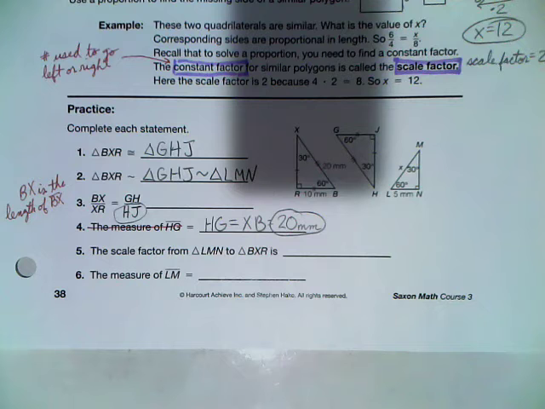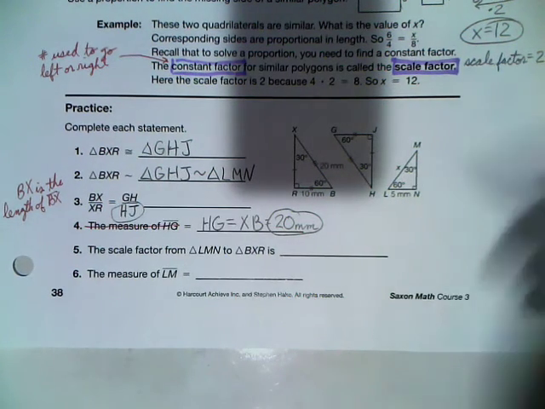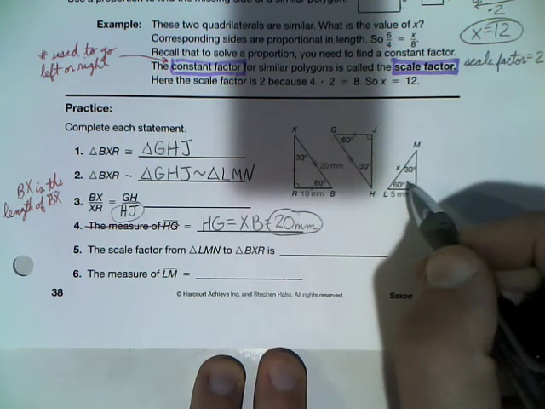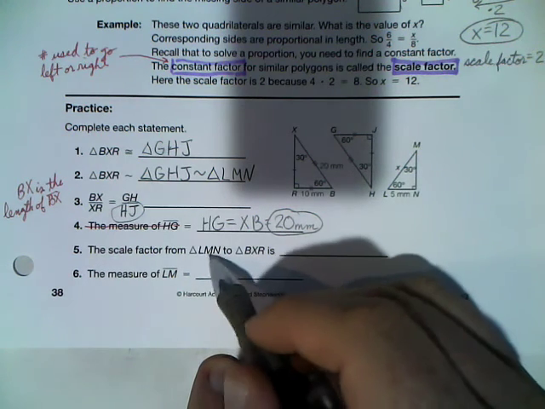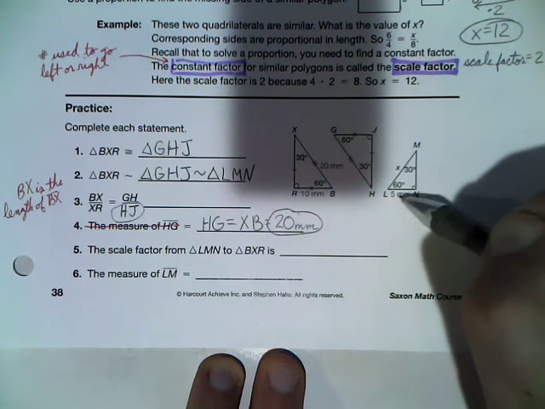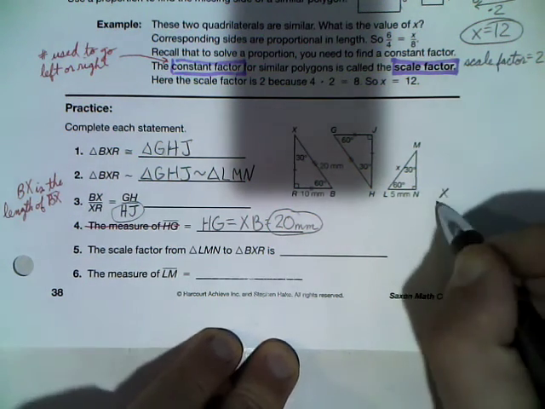For number 5, we want the scale factor from triangle LMN to triangle BXR. All right, so, well, let's make a proportion out of this. So let's say we have this X here. Let's take a look. So we want the scale factor, so I'm going to make a proportion. So my first figure here, let's use some sides from triangle LMN. So LMN, I see I've got an X and I've got a 5 millimeters. So I'm going to just make this X over 5.